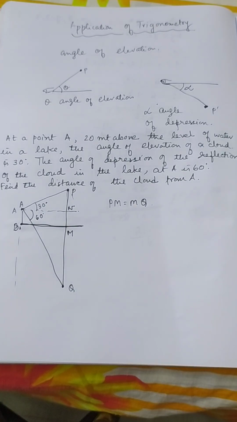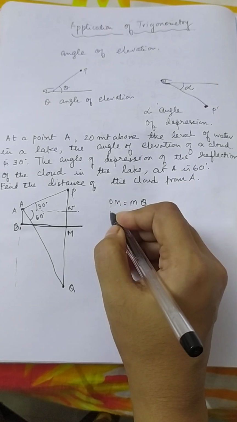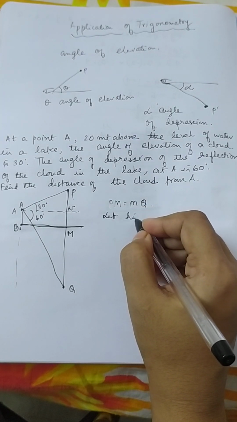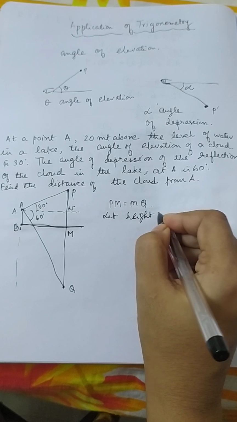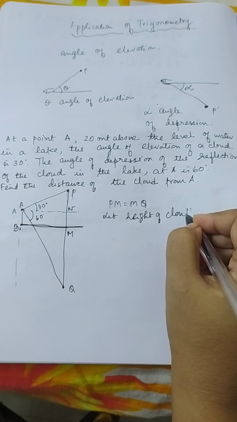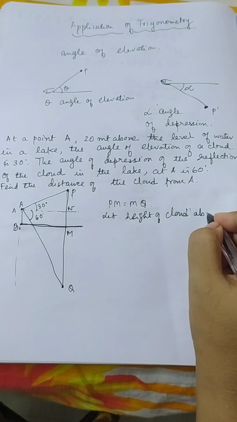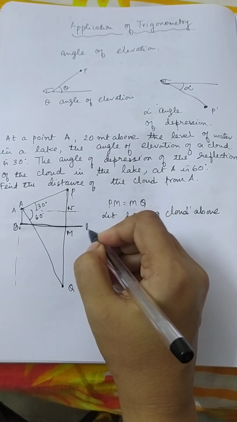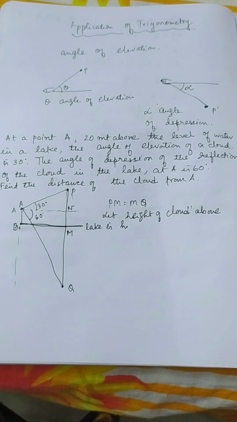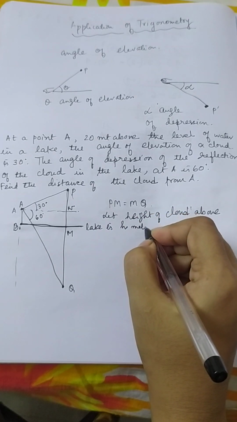Now let the height of the cloud above the lake be h meters.